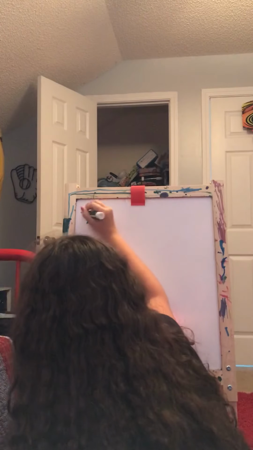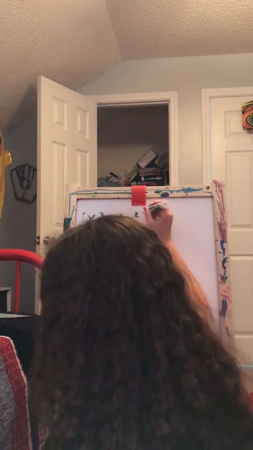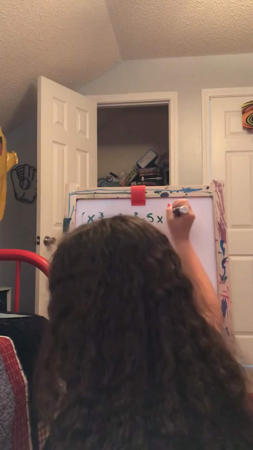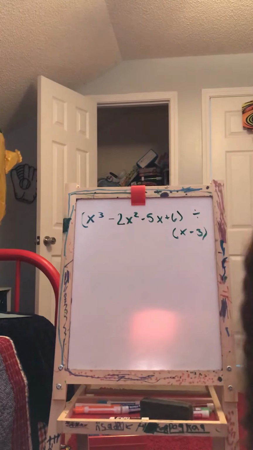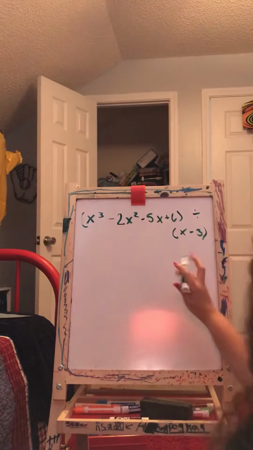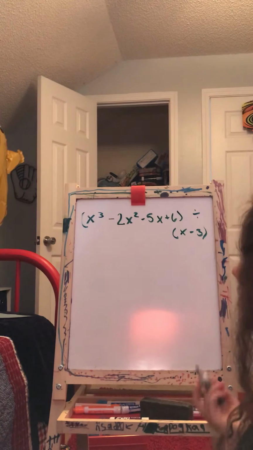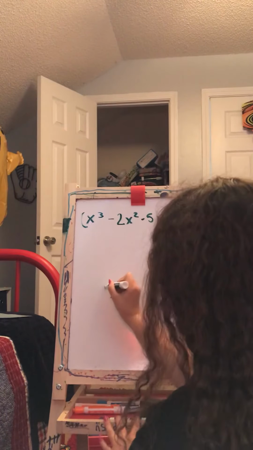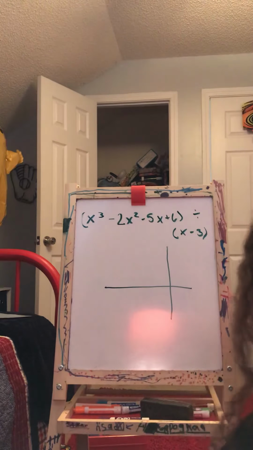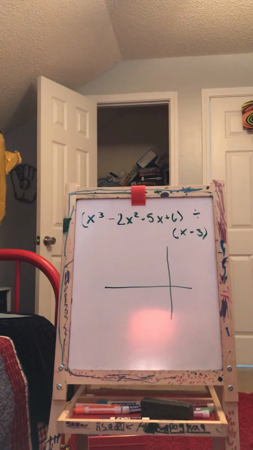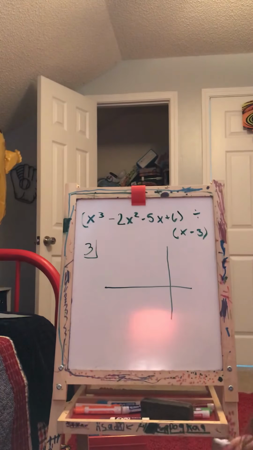x cubed minus 2x squared minus 5x plus 6, divided by x minus 3. Sorry, I have the problems written over here that I want to do. So, for this, what are we going to do? First things first, we're going to make our little chart. It's good enough. So what plus negative 3 is going to give you 0? 3. So we're going to put 3 over here. Give 3 its own little area.